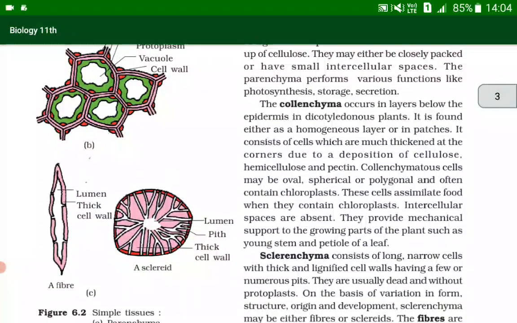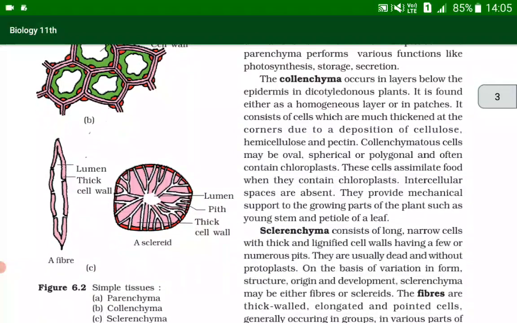The collenchyma occurs in layers below the epidermis in dicotyledonous plants. It is found either as a homogeneous layer or in patches. It consists of cells which are much thickened at the corners due to the deposition of cellulose, hemicellulose and pectin. Collenchymatous cells may be oval, spherical or polygonal and often contain chloroplasts. These cells assimilate food when they contain chloroplasts.